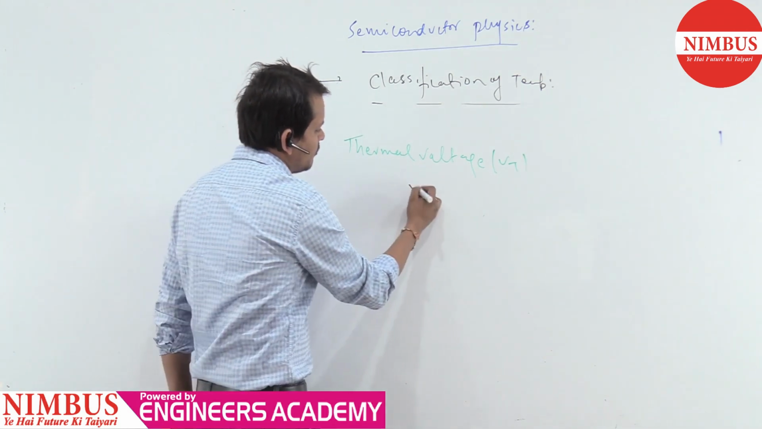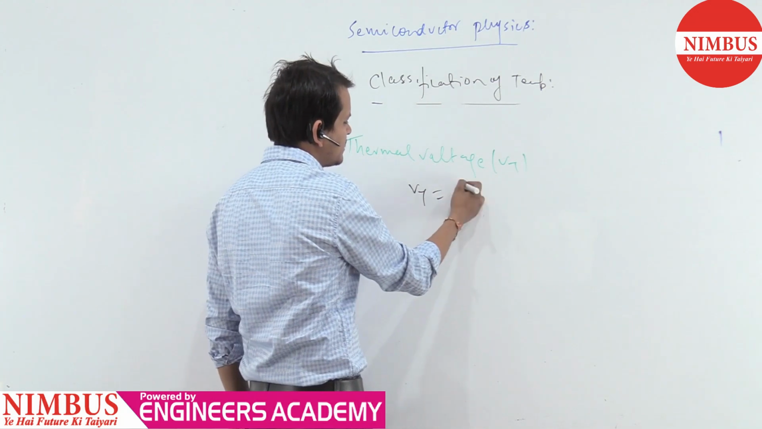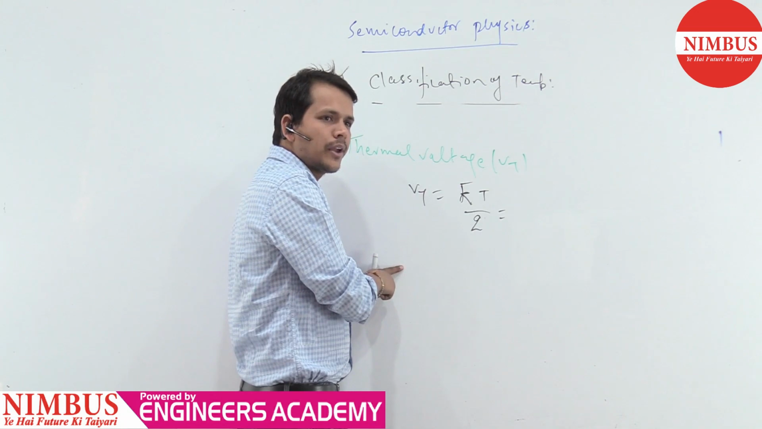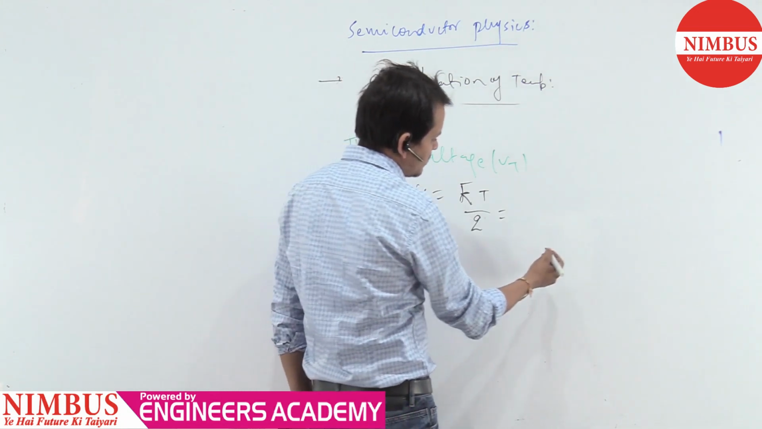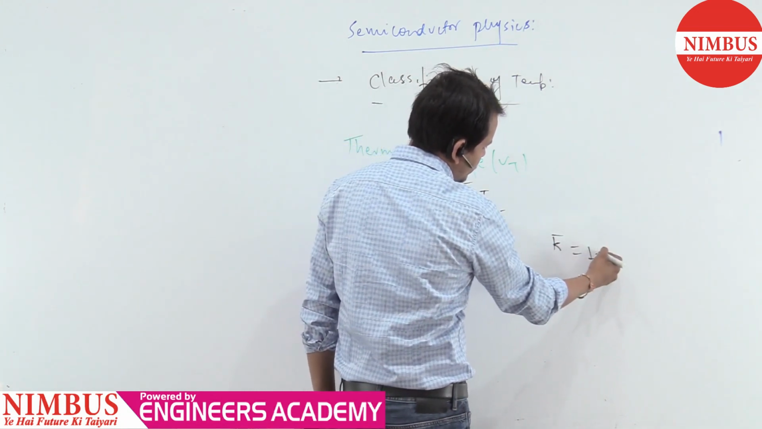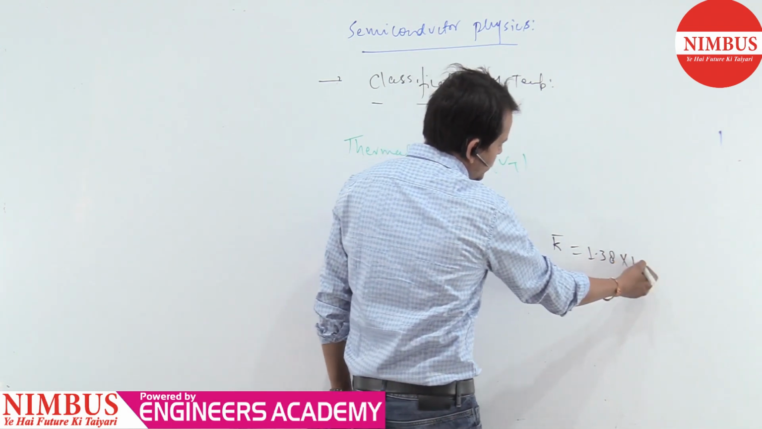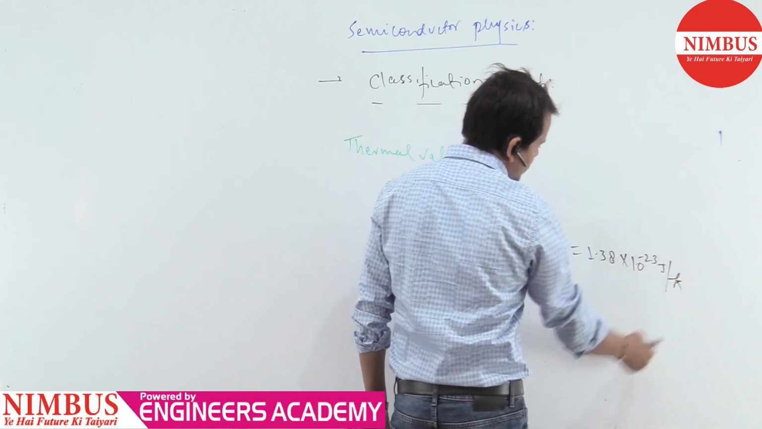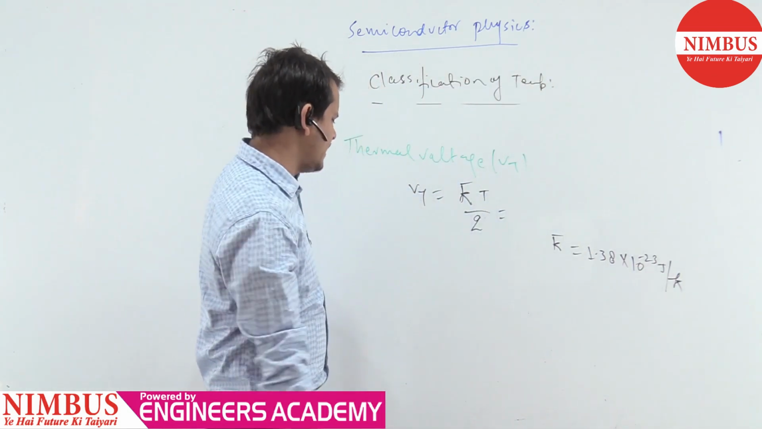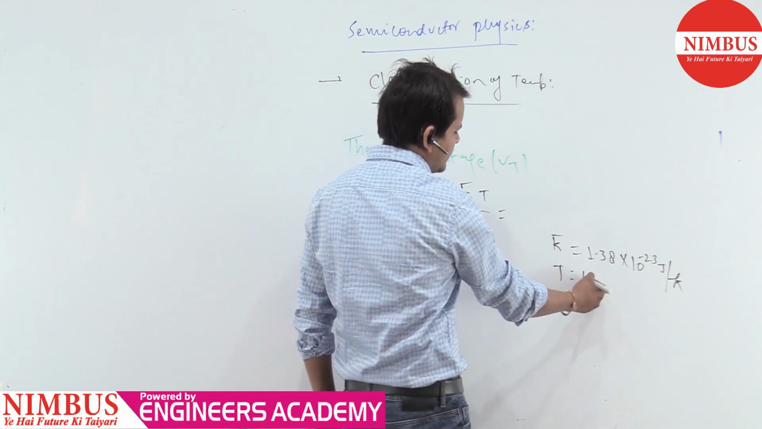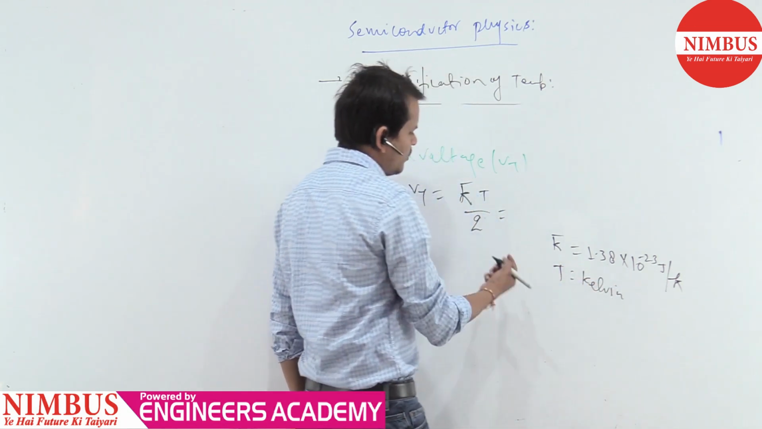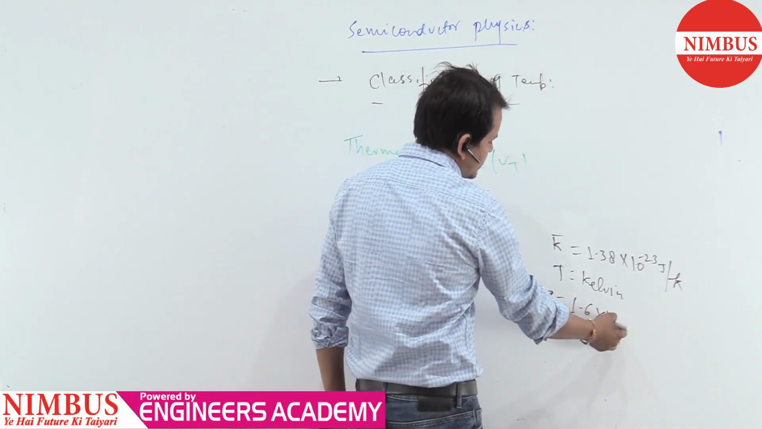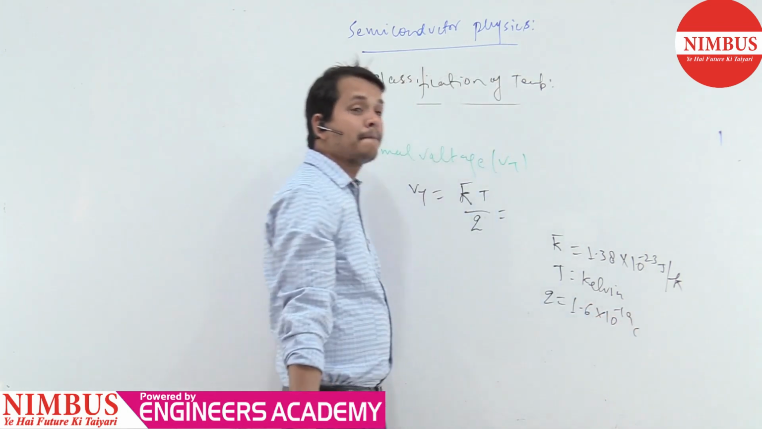Now I take Vt is equal to, this is just 12th class, k bar T by q. In this k bar I take the Boltzmann constant, the value is 1.38 times 10 to the power minus 23 joule per Kelvin. Here T is the temperature in Kelvin. And q is the magnitude of charge, which is 1.6 times 10 to the power minus 19 coulomb.